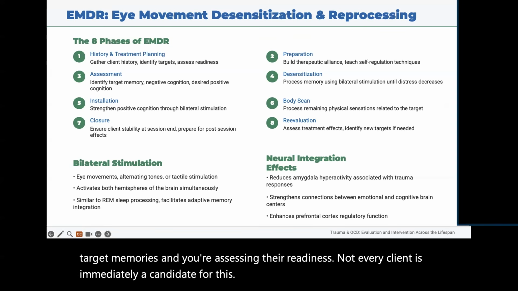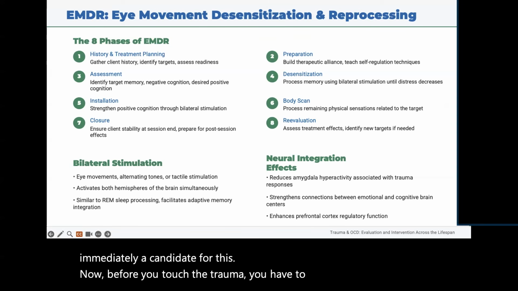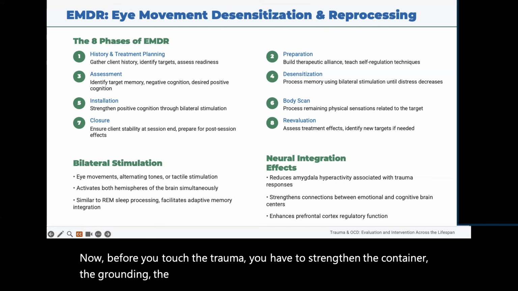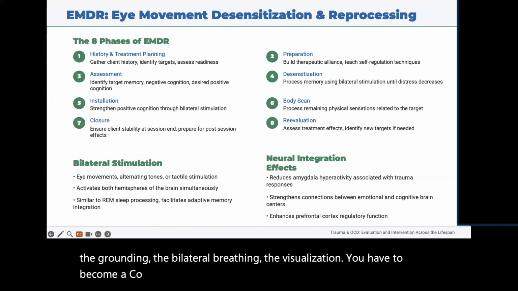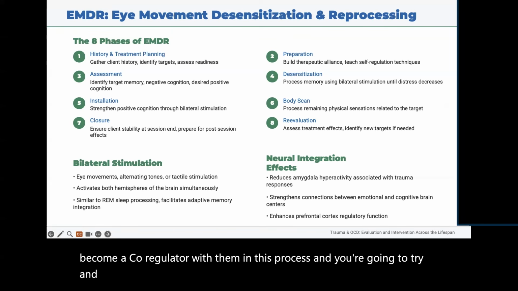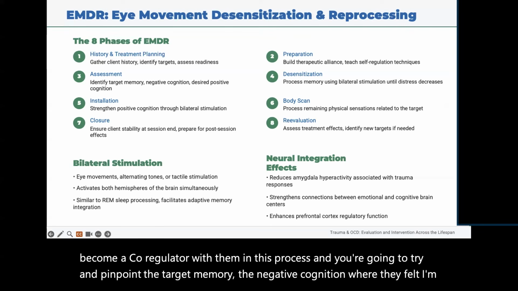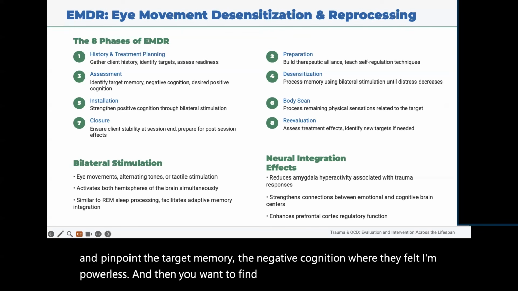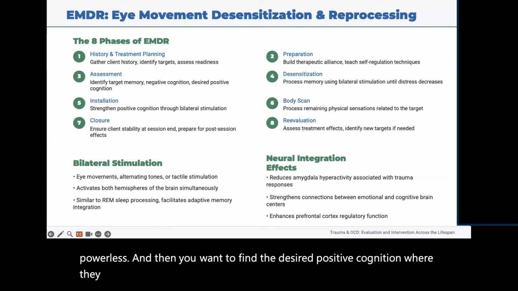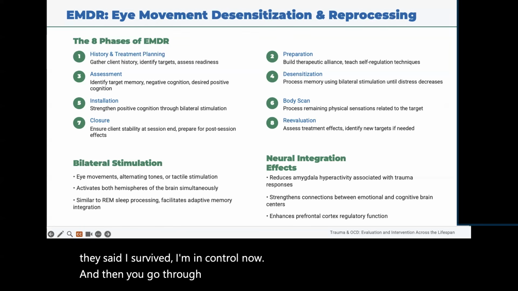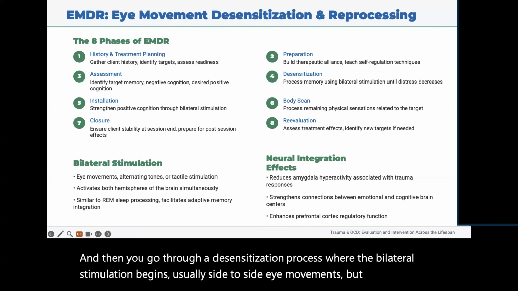Now, before you touch the trauma, you have to strengthen the container: the grounding, the bilateral breathing, the visualization. You have to become a co-regulator with them in this process. And you're going to try and pinpoint the target memory, the negative cognition where they felt, I'm powerless. And then you want to find the desired positive cognition where they said, I survived. I'm in control now. And then you go through a desensitization process where the bilateral stimulation begins, usually side-to-side eye movements, but you can do right and left clicking.